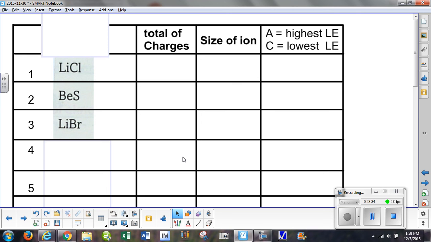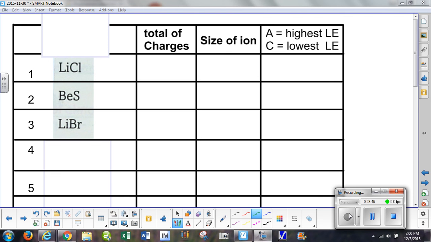I'm going to stop the recording. I want you to figure the total charge value for lithium chloride, beryllium sulfide, and lithium bromide. Okay, we just figured that the relative charge value is 2, because lithium is a 1 plus and chloride is a 1 minus. So the 1 minus becomes a plus, and you add them together, and you get 2.